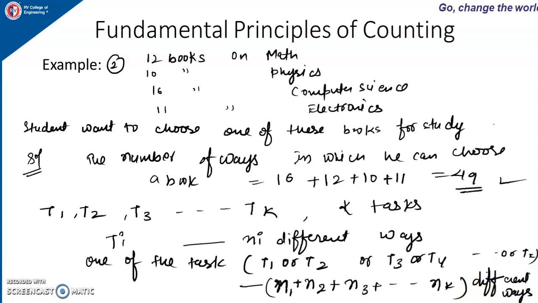So for the sum rule, what you have to remember is: if I have more than one task, for task T1 I have m ways and for task T2 I have n ways. When both tasks should not be performed simultaneously, that means one of the tasks should be performed, then there will be m plus n ways. And if we have more than two tasks, T1, T2 up to Tk, with n1, n2, n3 up to nk ways, then one of the tasks can be performed in n1 plus n2 plus n3 up to nk different ways. I hope the concept of the sum rule is clear to you.